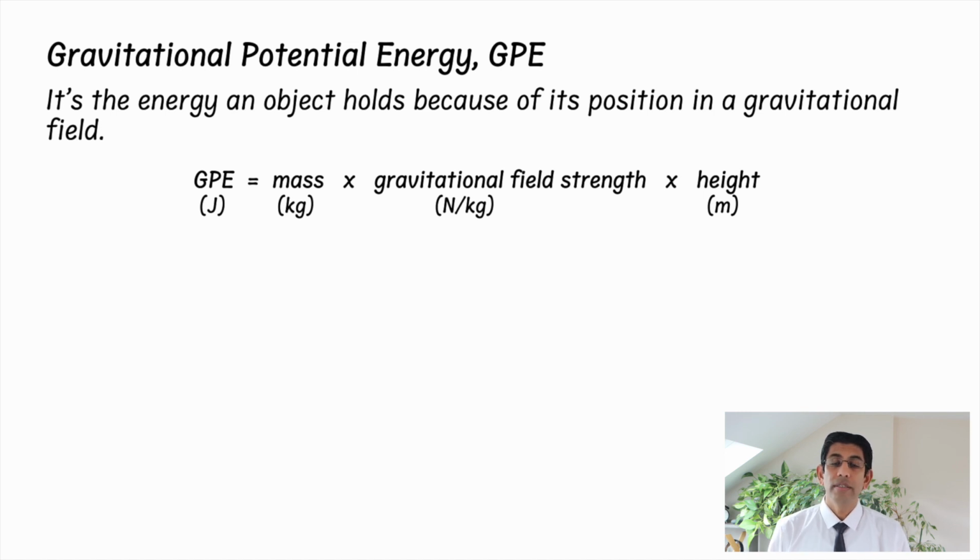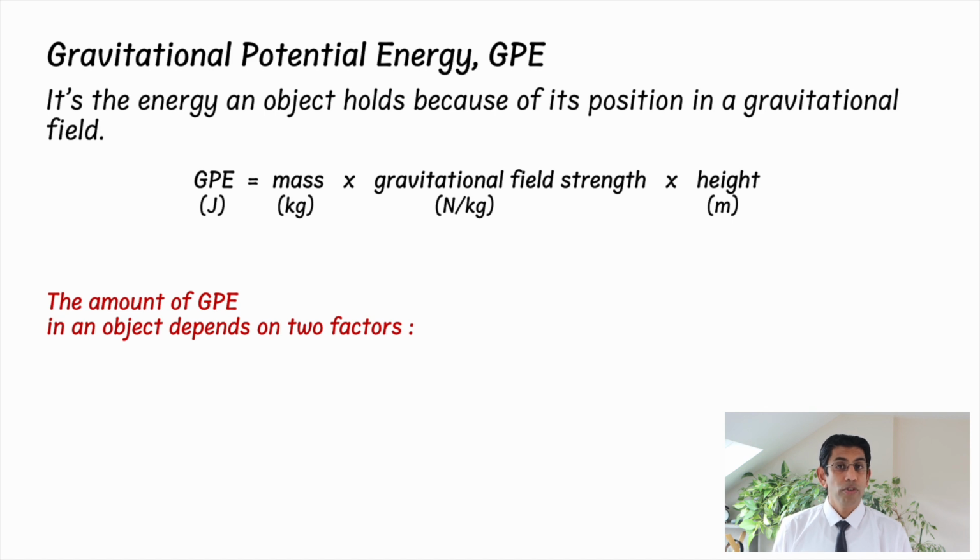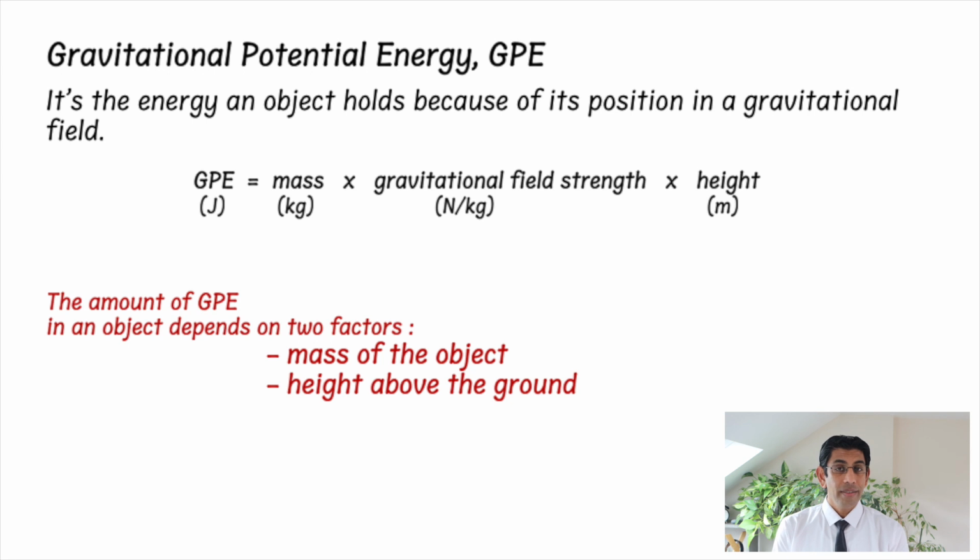As you can see in the equation, the gravitational potential energy depends on two factors: the mass of the object and the height where the object is positioned above the ground level. So, if the object is on the ground level, its height is 0. Therefore, the gravitational potential energy is also 0.